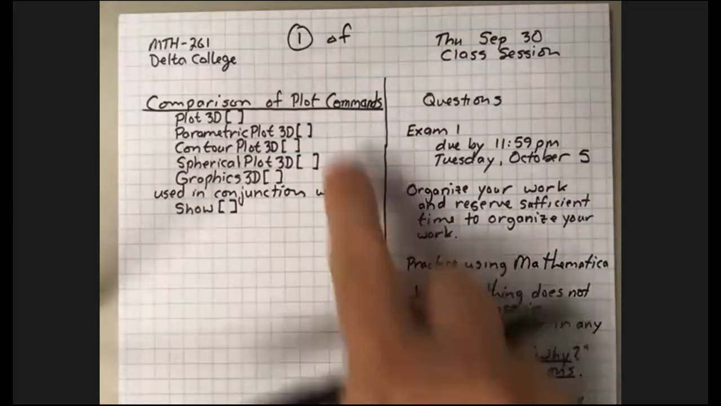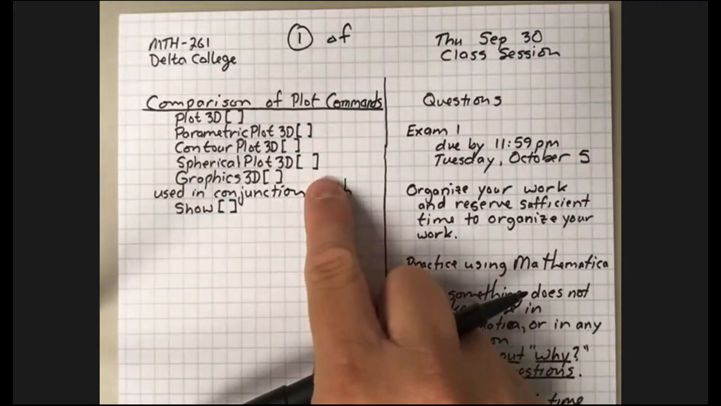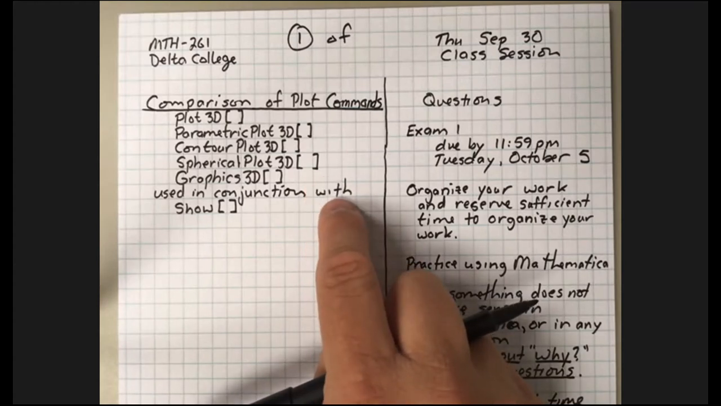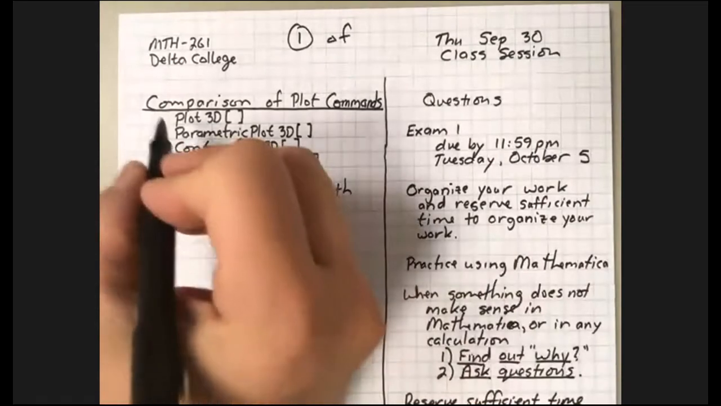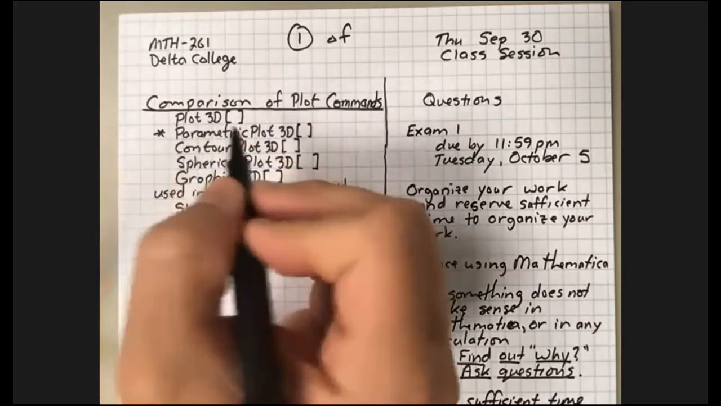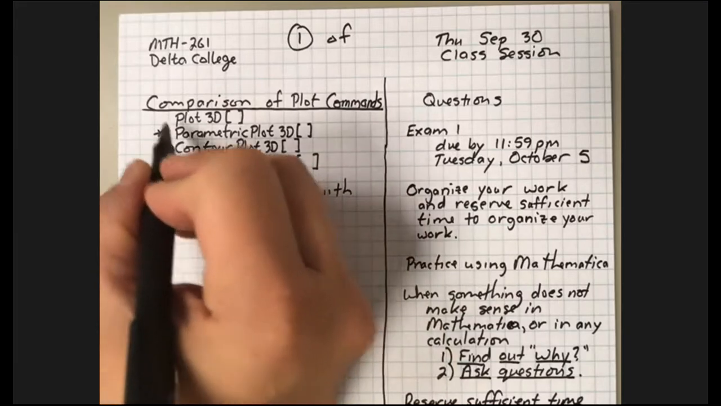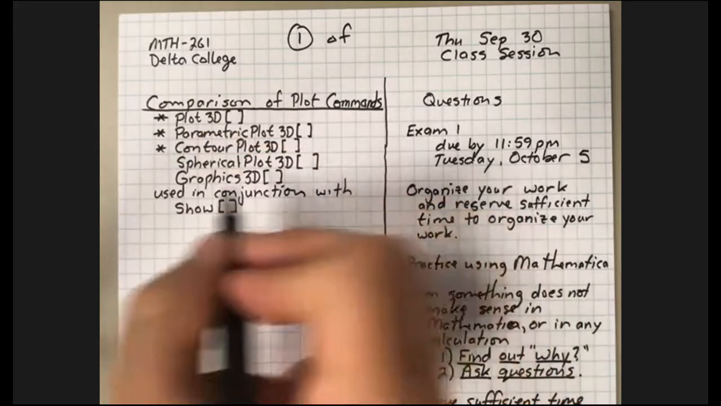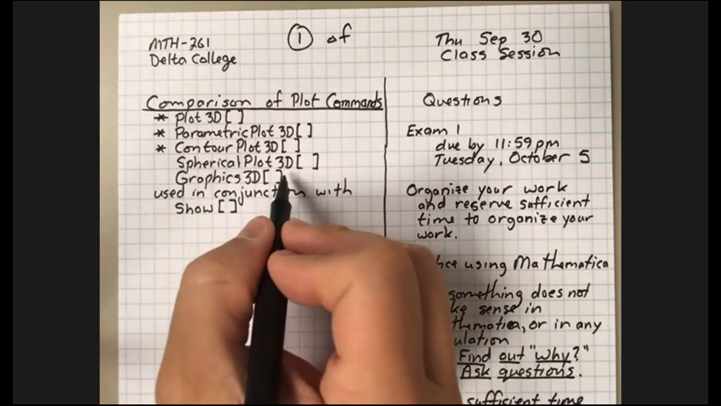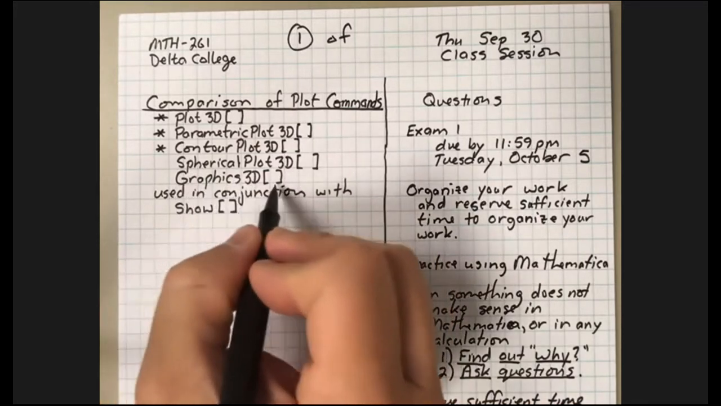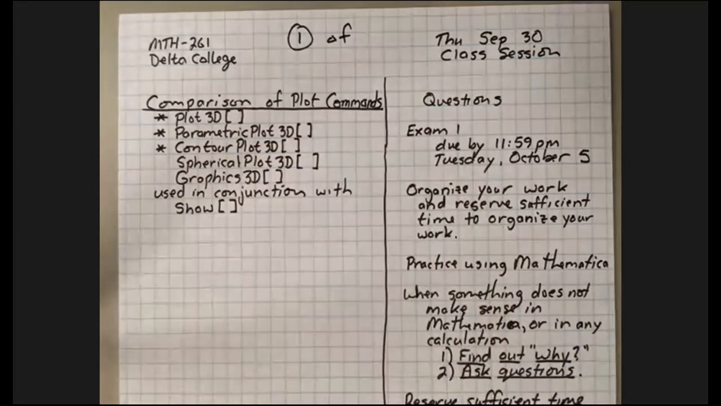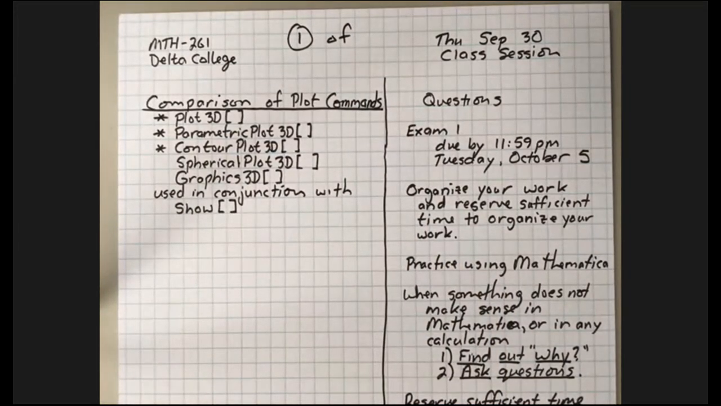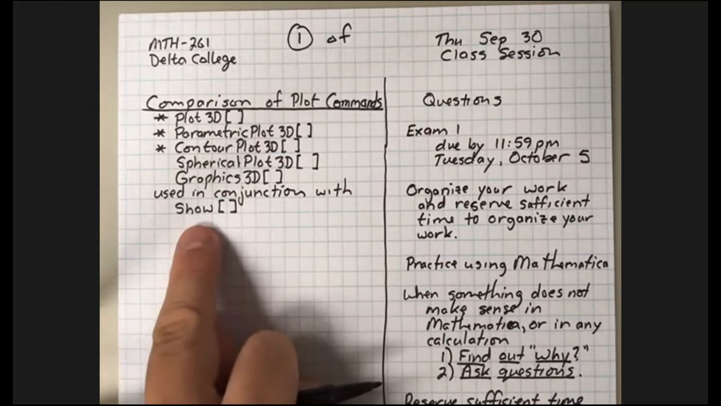So I might demonstrate the difference between these right here. It's not a difficult difference to comprehend, but sometimes one of these plot structures is more effective than the other. The ones I would use most often are parametric plot 3D, contour plot 3D, and plot 3D. Spherical plot 3D is a newer addition to Mathematica, and graphics 3D can be very, very useful when you're trying to create a diagram or create an object with many elements. Okay, so if you do not have a question, that's where I'll start.